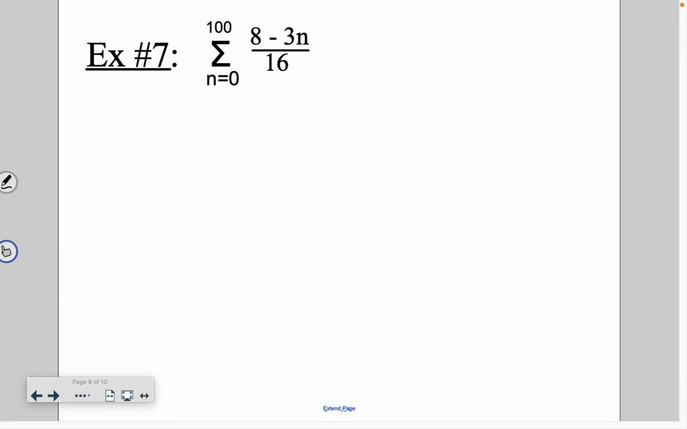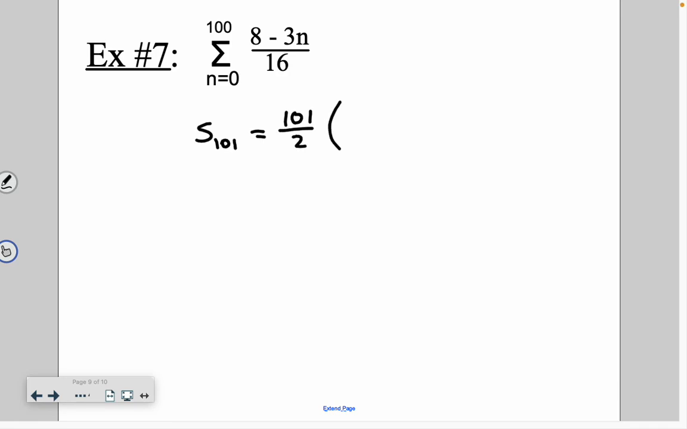Okay. So, first question I have for you. How many terms am I finding the sum of? What is it? Why 101? Because we're including the 0 term. We're including that 0 value. So we're actually finding the sum of the 101 terms. Okay? So we're finding S sub 101 equal to 101 divided by 2.